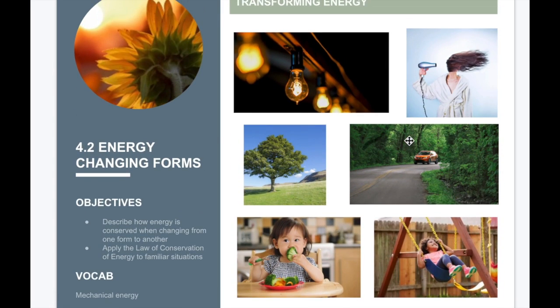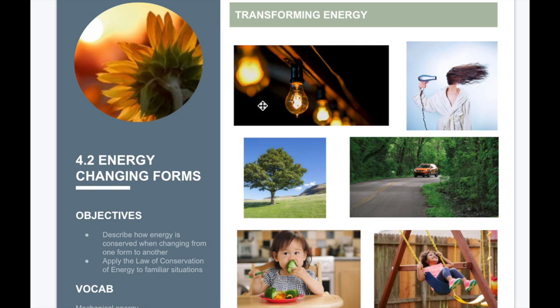Okay, so if we look at these different images, we can pick what the original energy is and then what it's converted to. Okay, so for this one, it would be it's starting as electric energy and then it's turning into radiant energy or light energy. Okay, for this one, again, we have electric energy and it's being converted into, you can say, thermal energy because of the heat that a blow dryer produces, or you can say kinetic energy because it's creating a wind-like situation, so it's creating motion.